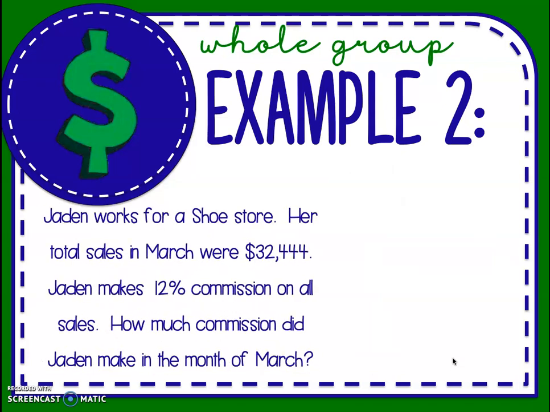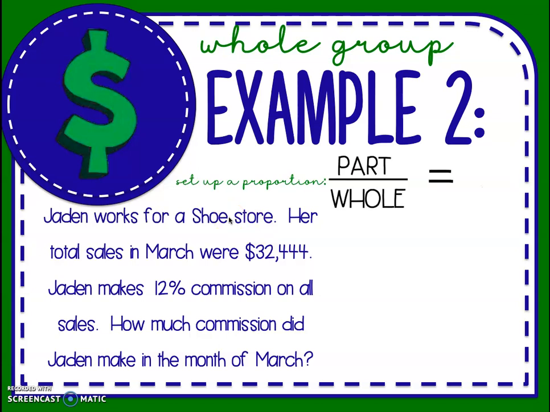Jaden works for a shoe store and her total sales in March were $32,444. If she makes a 12% commission on all of her sales, how much commission did Jaden make in the month of March? Okay, so again, we need to set up our proportion. This is a real world problem, so we're going to use part over whole equals percent over 100.